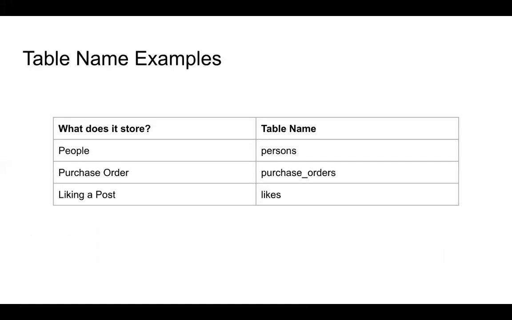So they have table name examples. If you want to store people, you might call it persons. You want to store purchase orders, you might call it purchase orders. And if you're trying to store every time a post is liked, you could call it likes.